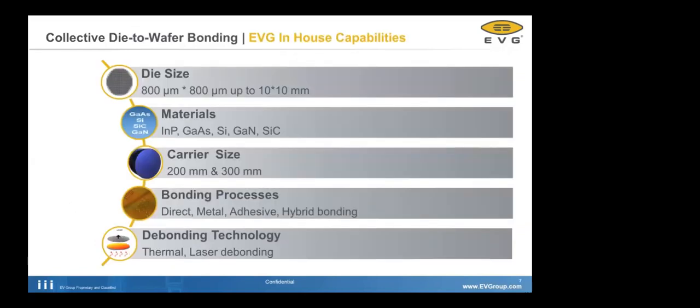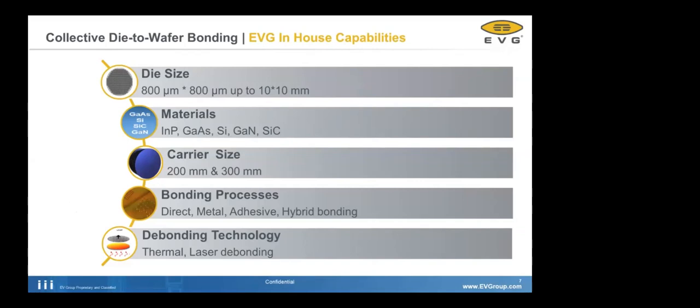What have we done and achieved for this collective die-to-wafer bonding? In fact, what we have achieved and what we can do in-house is bond die sizes as small as 800 micrometers up to 10 by 10 millimeters, so 1 centimeter. The materials that have been shown are indium phosphide, gallium arsenide, silicon, gallium nitride, and silicon carbide. Carrier sizes for the reconstituted carrier are typically 200 and 300 millimeter.